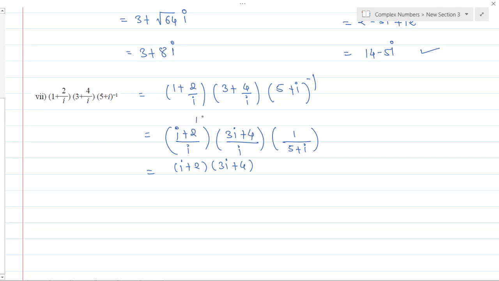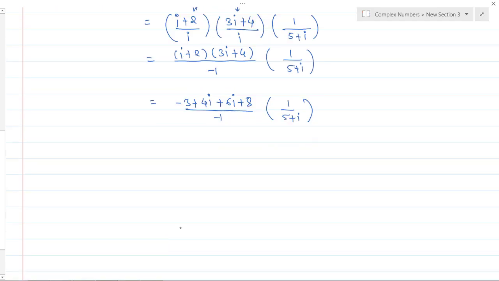Let us first look at these two brackets only. Then we will get the answer and we will multiply that answer with this third bracket upon i square, which is nothing but minus 1 into (1 plus i) by 5i, (5 plus i). So i into 3i becomes minus 3, i plus 4i, i plus 4 becomes 4i plus 6i plus 8, whole divided by minus 1 into 1 by 5i, (5 plus i).